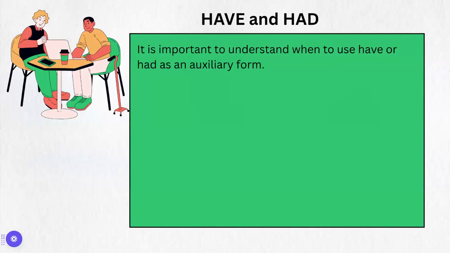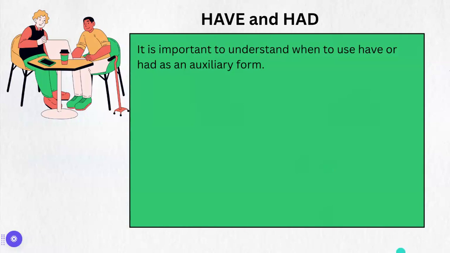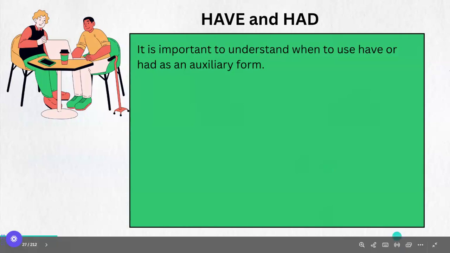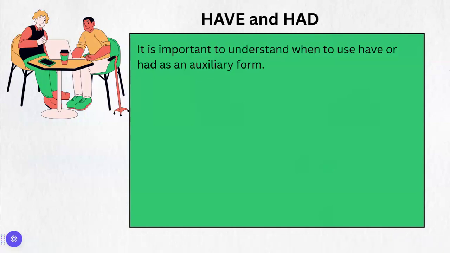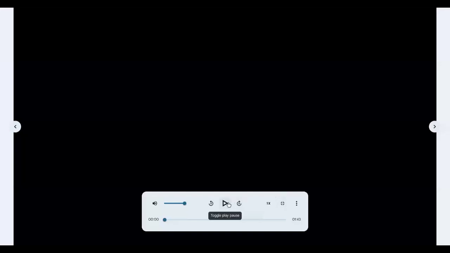Now we know that in English, we may use the auxiliaries have and had differently. One of them, which is have, is used in the present perfect, and had is used in the past perfect. So I'm going to show you a short video just to refresh our memory on when we use have in the present perfect, and then we'll see another one of the use of had.